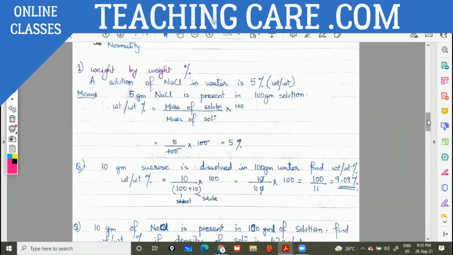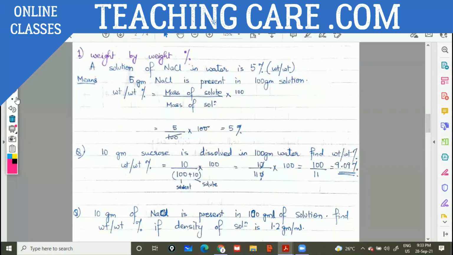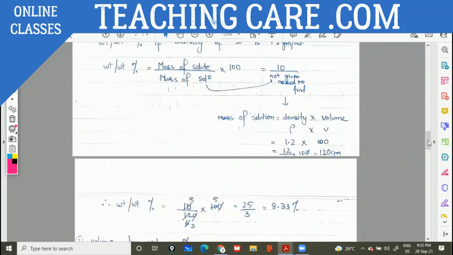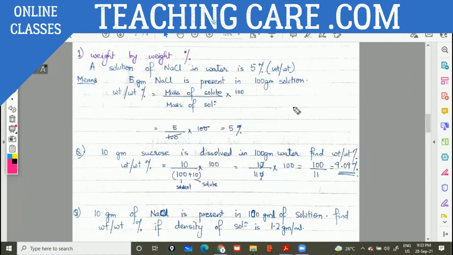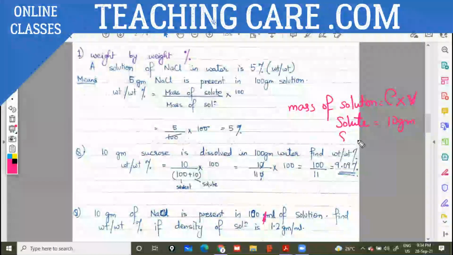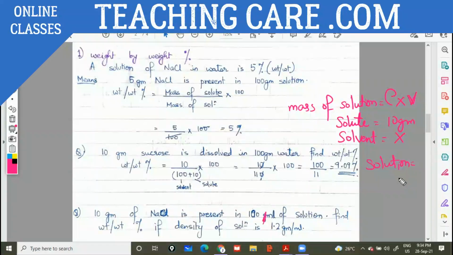Okay, the next sum is a bit tricky because you have the density given. Now, if you have density, density rho is equal to mass of the solution upon volume. So mass of solution is equal to density into volume. Now see here, what are you given? Solute is equal to 10 gram. Solvent is not given. Instead, solution is given, which is equal to 100 ml.